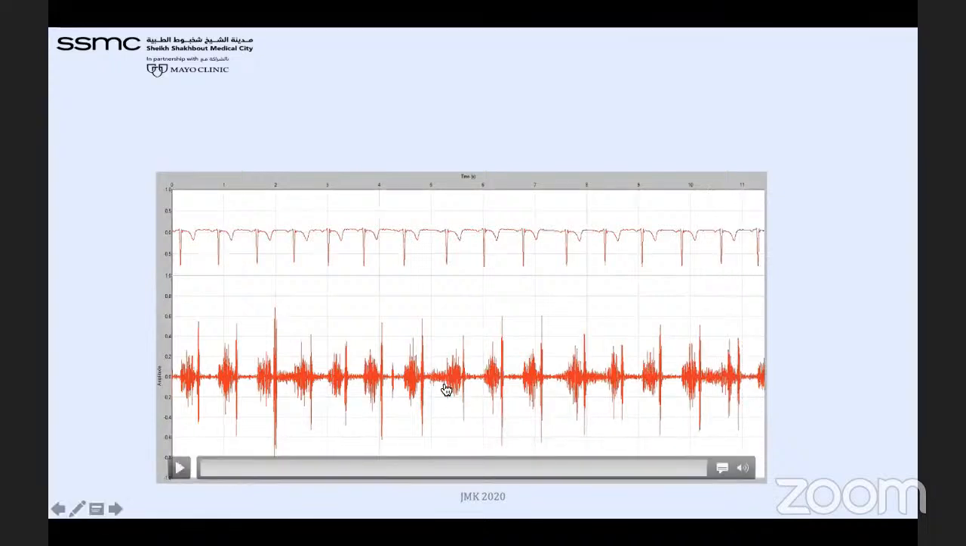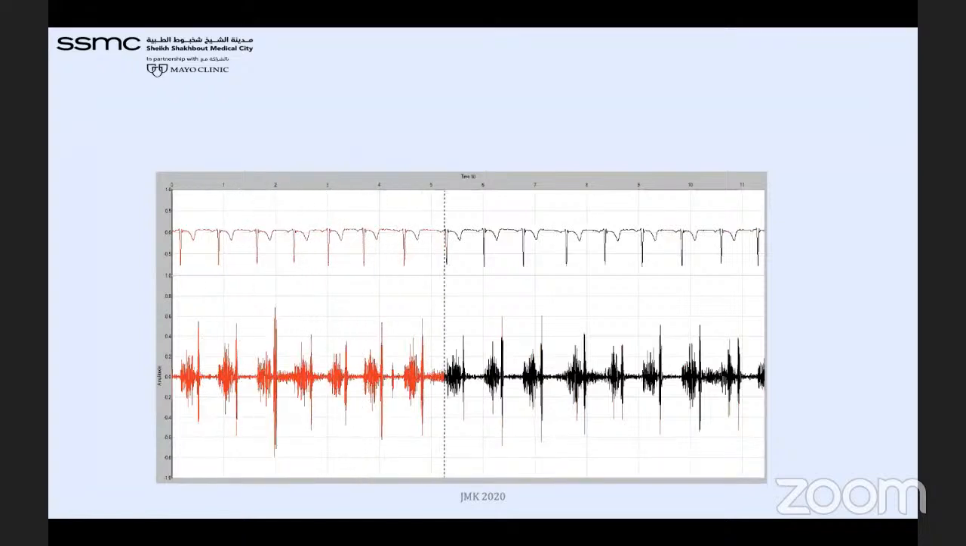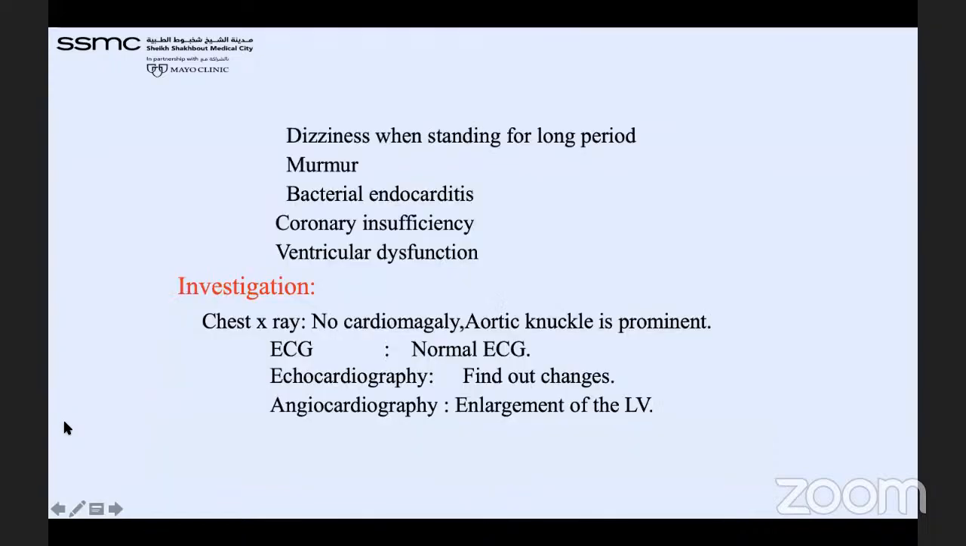So as you can see here, see this portion and then the sound, and then again this portion with very varying intensity, and then the sound, and again this portion. I know it is difficult to appreciate on that side, but if you have this in your mind, then you can appreciate it. That's why we have to hear the normal heart sound as much as possible to appreciate these sounds.